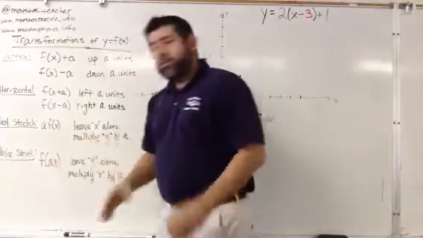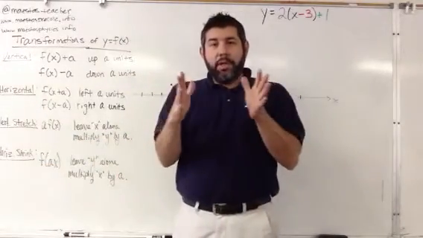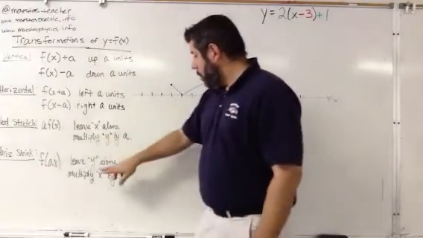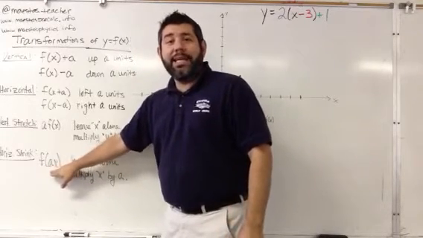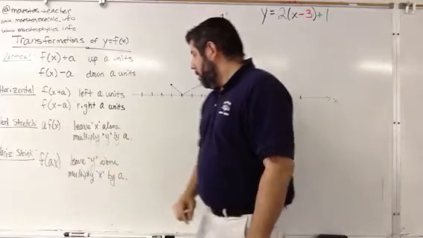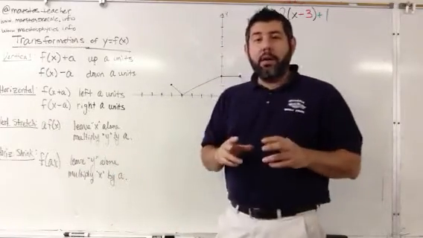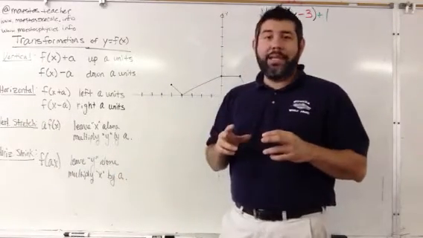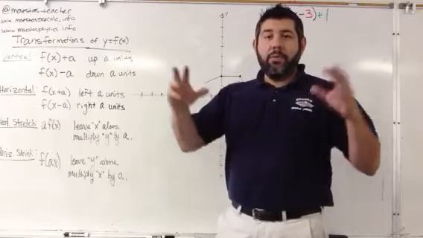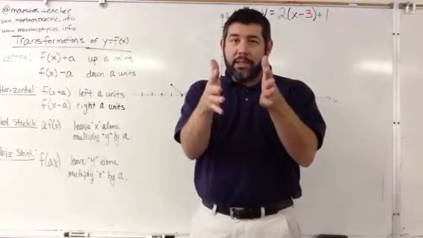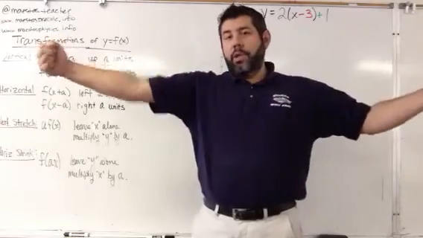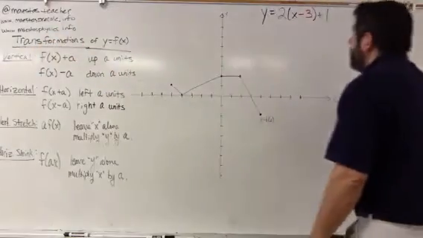For a horizontal shrink, that means we're going to shrink it this way. When we multiply a inside the parentheses, we're going to leave the y alone, but we're going to multiply the x by a, and we'll see that this either takes the graph and shrinks and compresses it this way, or it stretches it out really long. So let's take a look at an example.